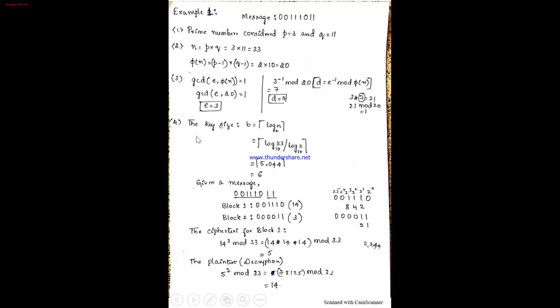So since the size of key is 6, I need to divide the message into blocks where each block is of size 6. So how many bits do I have here? 1, 2, 3, 4, 5, 6. So this becomes one block. Next I have 2 bits here, so for that I'll just pad zeros. You need to pad them in front of the actual data value. What is the importance of padding? All those things I'll tell you in future.